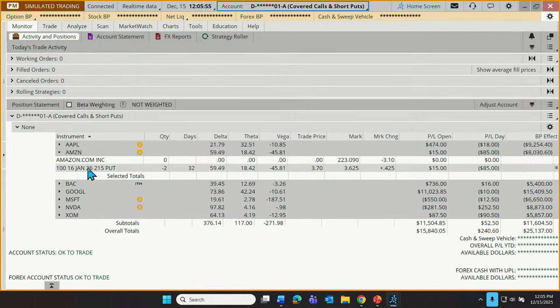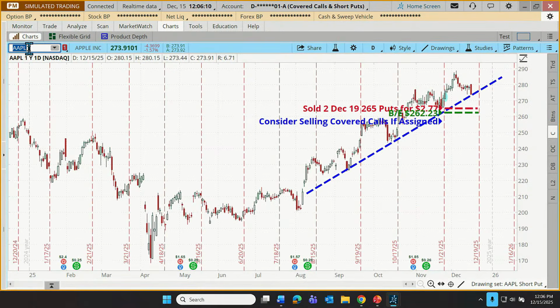So our Amazon position is another short put, sold 2 contracts, so the 215 puts. We'd like for the stock to be above 215. It is. It's at 223. Barely at break even right now, though, and this is why. Let's go look at Amazon.